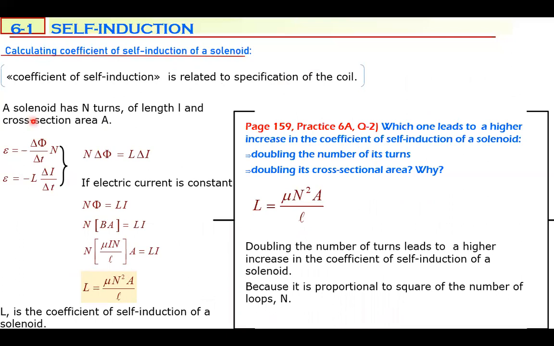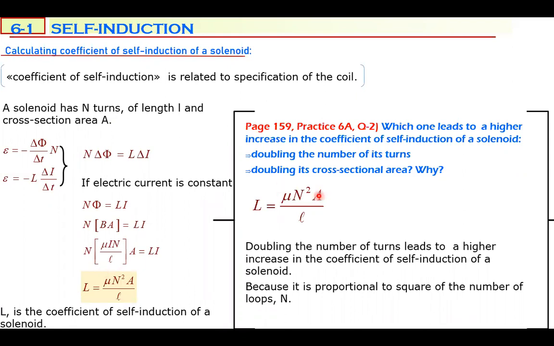A solenoid has N turns, length l, and cross-section area A, and has a coefficient of self-induction. Mu is the medium inside the solenoid, remember. What is the medium? Is it air? If it is air, you write 4 pi times 10 to the power negative 7. N is the number of turns, but squared, as you see, and then multiplied by the cross-section area of the solenoid divided by the length of the solenoid. This equation is used to calculate the coefficient of self-induction of a solenoid.